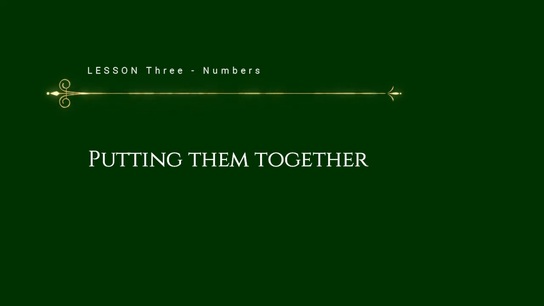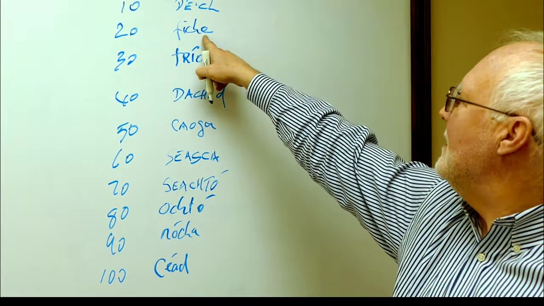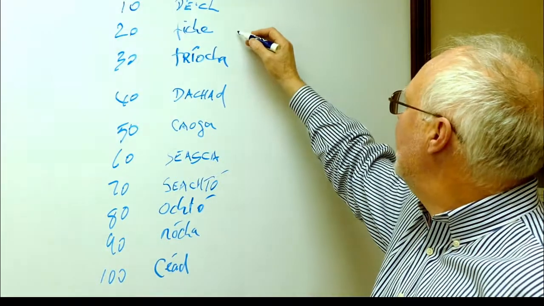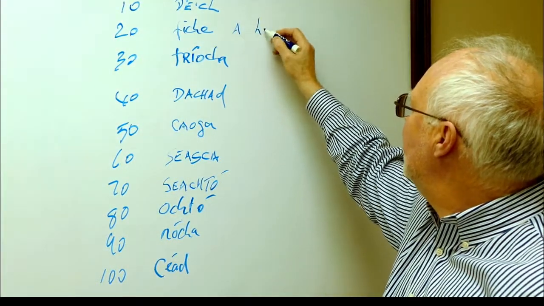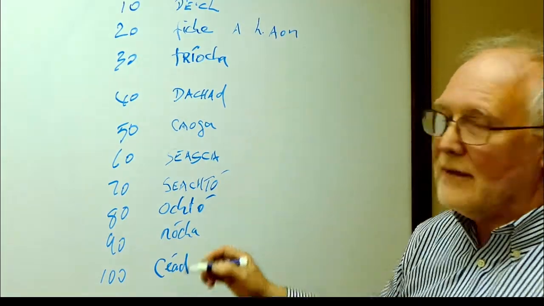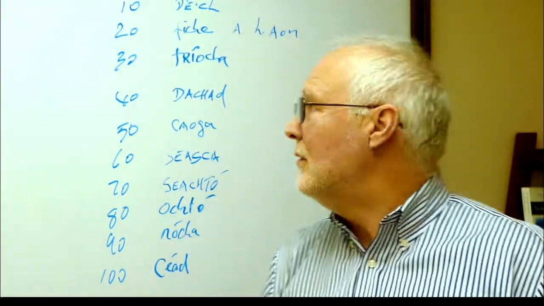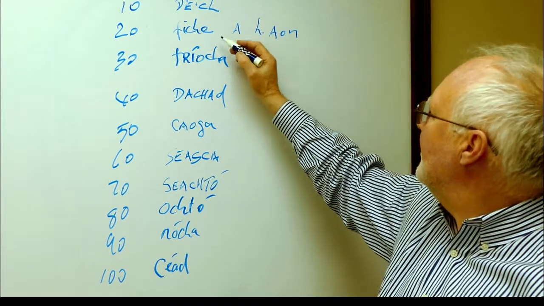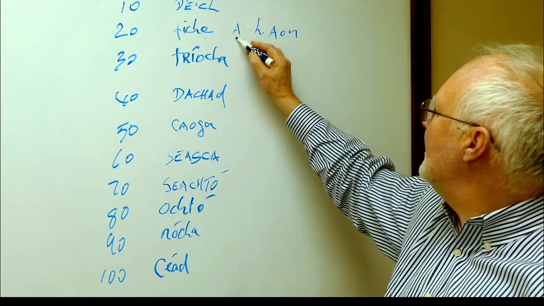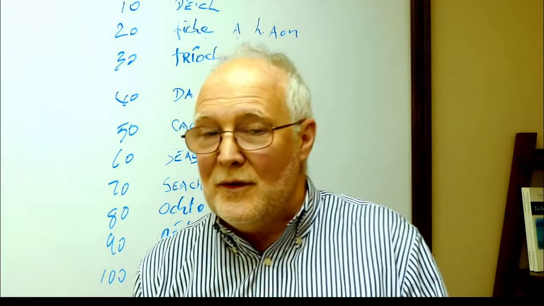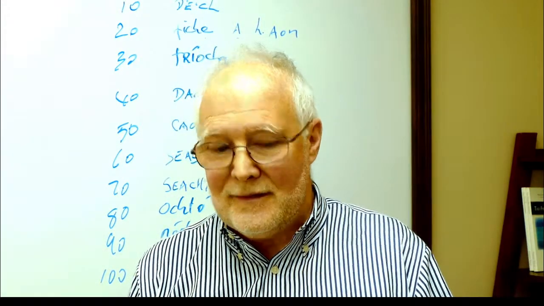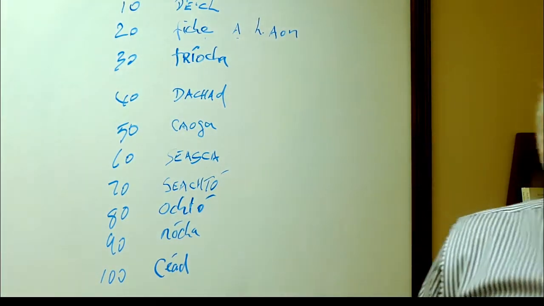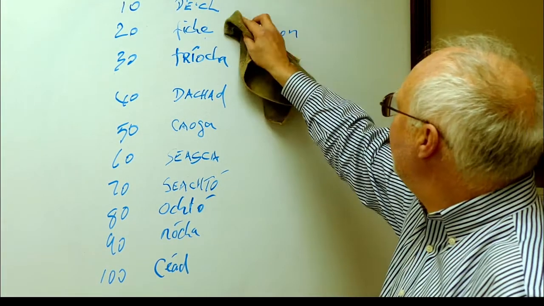So let's go a little bit further than that. If I was going to say 21, because you already know that 1 is an, fihe, and then you'd say fihe a hen, fihe do, fihe 3. The problem is, when you've got this vowel and this vowel clashing, you know what's going to happen? You can't do that. It's one of the rules of the language. So we just drop the A and we say fihe hen.